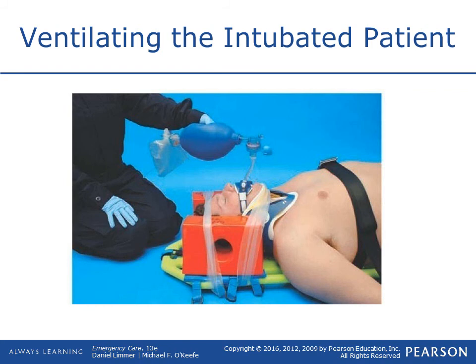So you'll see here, this is a picture of a patient who has been intubated. You got the ET tube, it's secured here, they're on a hard backboard secured, and you got your bag and your valve, no mask, just connects right to that ET tube, and you ventilate the same way, except you don't have to worry about making a seal because that tube's straight down into the lungs.